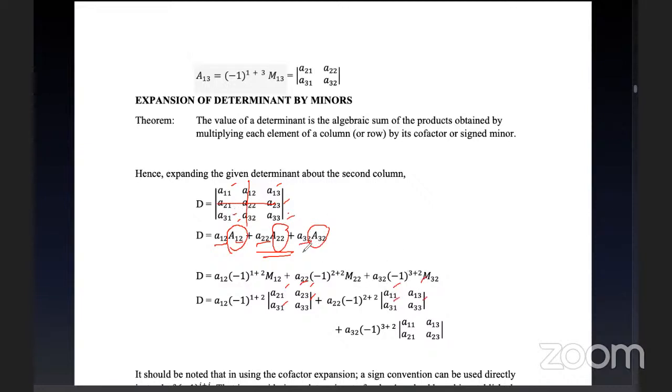Okay, and for the last term, the element involved, I can choose whichever row or column. As mentioned here, it is obtained by multiplying each element of a column or row by its cofactor or signed minor. So that's how it goes when we evaluate using cofactor expansion.